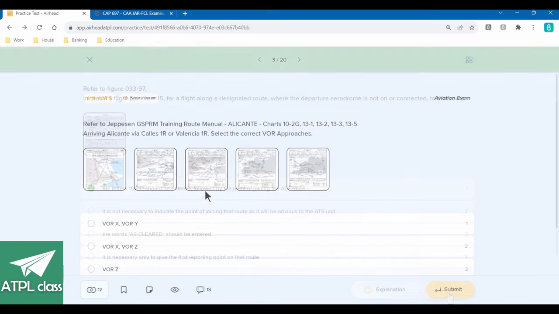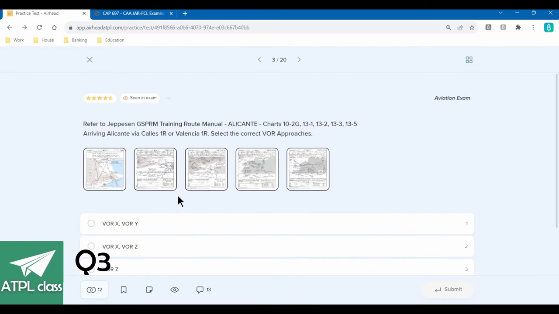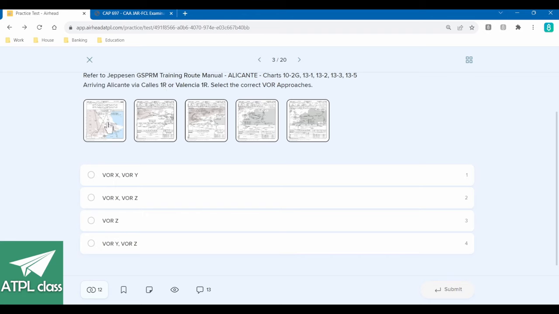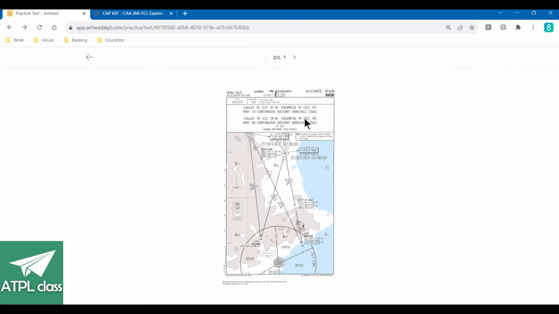Okay, so refer to the Jeppesen GSPRM training route manual Alicante charts. Arriving at Alicante via the Calles 1 Romeo or Valencia 1 Romeo, select the correct VOR approaches. So this will be the SID/STAR chart here. Calles 1 Romeo, Valencia 1 Romeo. They're runway 28 CDAs. So the Calles 1 Romeo is this one, and the Valencia 1 Romeo is this one. So we end up at Besor from Valencia or Calles for runway 28.